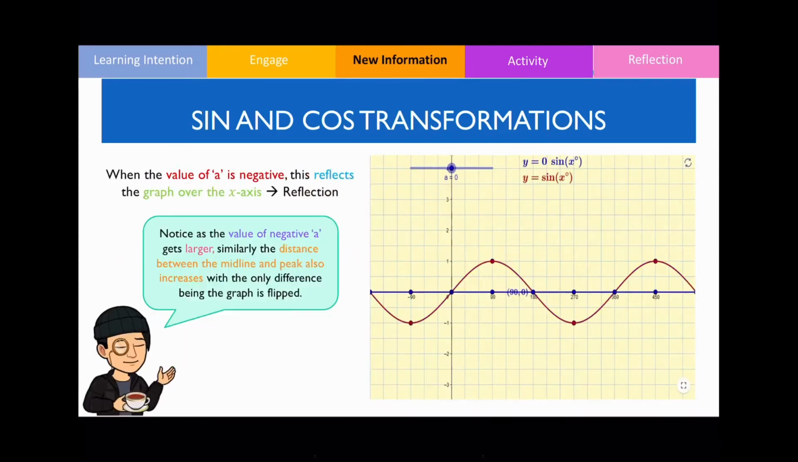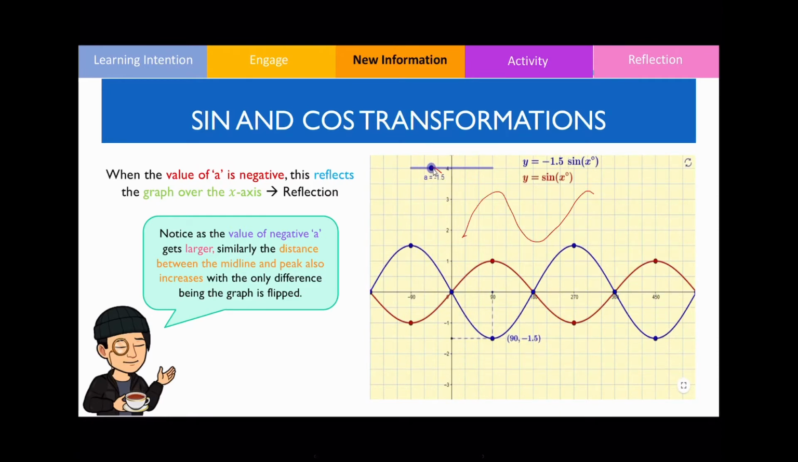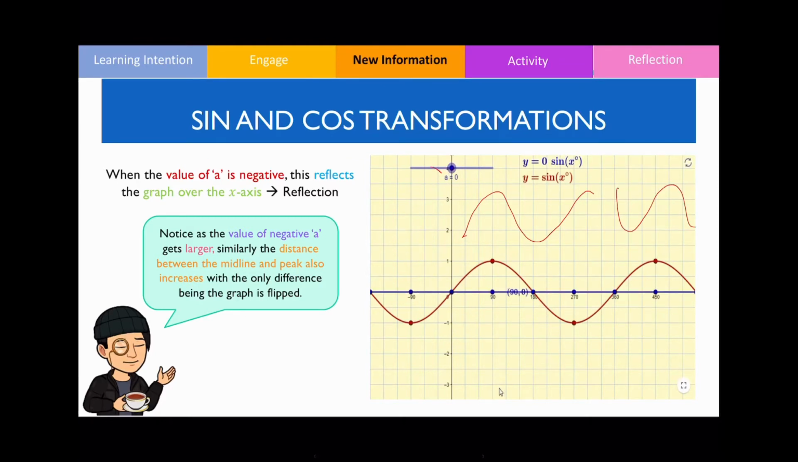In contrast, if I make the value of A negative, similar to what we've learned previously, this reflects the graph itself. So it actually flips it. This is shown over here. Notice as the A value is negative, instead of going in this particular direction, it's now going in this direction. And similarly, if you make the A value more negative, so making it -5, -10, this actually makes the peaks a bit further away from each other as well.